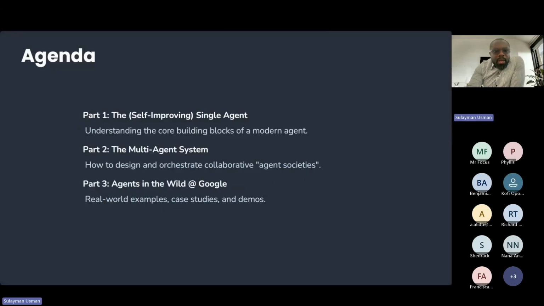So the agenda for today: we're going to talk about the single agent, the multi-agent, and also agents in the world at Google, but it's supposed to be Ghana. I just forgot to change it.